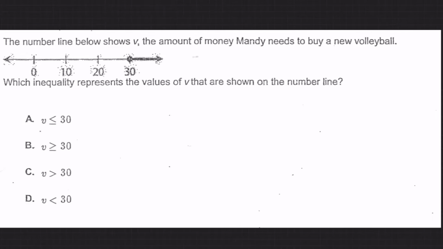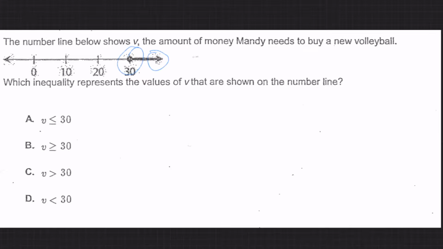It says, the number line below shows V, the amount of money Mandy needs to buy a new volleyball. Which inequality represents the value of V that are shown on the number line? First of all, the number line starts with a big circle on 30, and then it's darkened in going in this direction. So we know the answer is going to have something to do with 30 or more. So at this point, the answer is V is greater than 30.